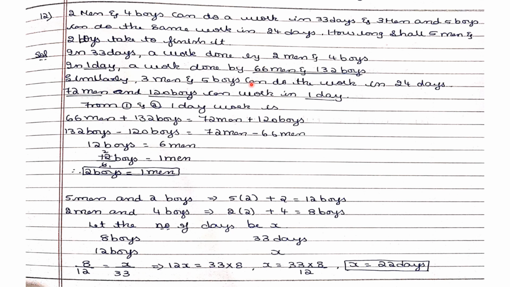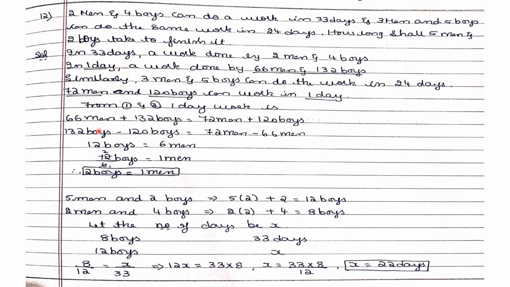In the same way, if you have 3 men and 5 boys, you can do the work within 24 days. So for 1 day, 24 into 3 where you require 72 men, and 24 into 5 where you require 120 boys. If you have 72 men and 120 boys, you can complete the work within 1 day. So now you have the information: 66 men plus 132 boys is equal to 72 men plus 120 boys.